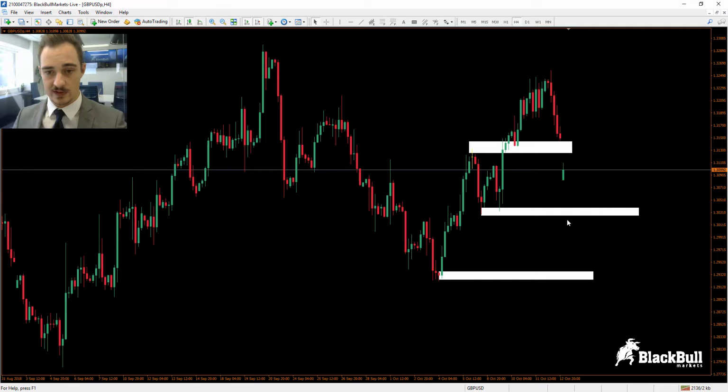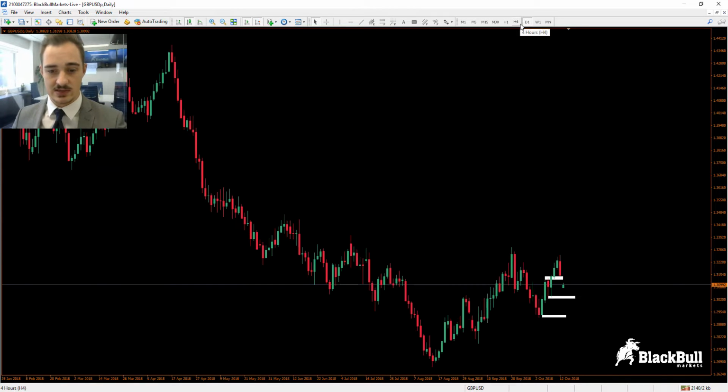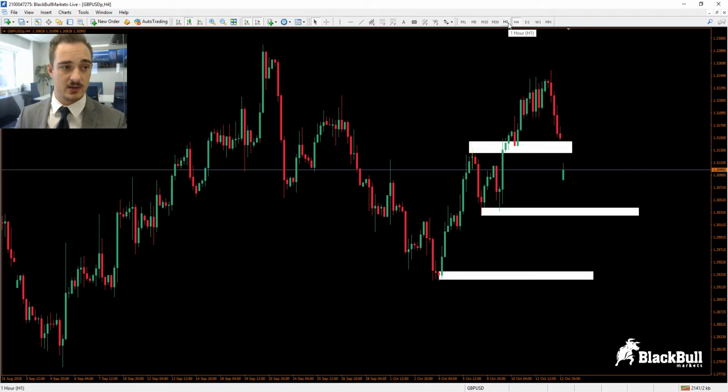So you can see this offering a neckline, and that offering our left shoulder, so coming down to the neckline up to the right shoulder, and possibly finishing further to the downside. But at the moment, since that pattern has been invalidated, not really a lot going on for the pound US dollar.